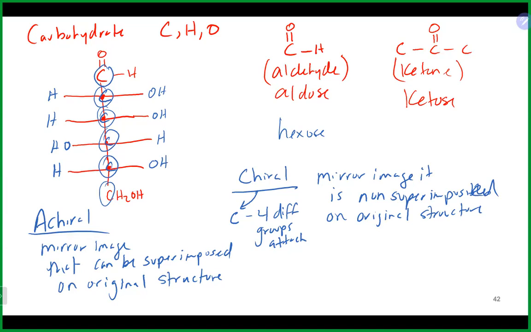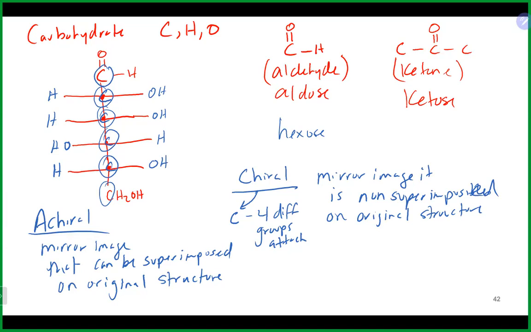And that's what it means when we take a chiral compound and we take its mirror image, it won't fit even if you try to rotate it. That's different than an achiral compound, where if you do sufficient rotation, you will get it to lay perfectly on the original structure there.